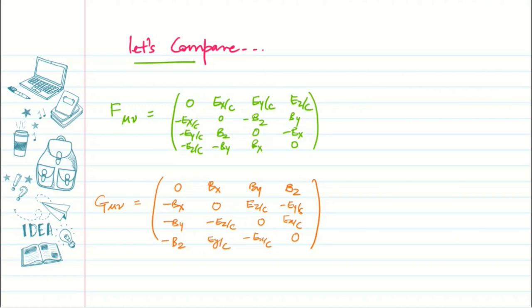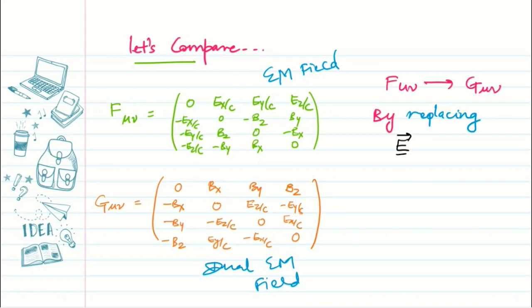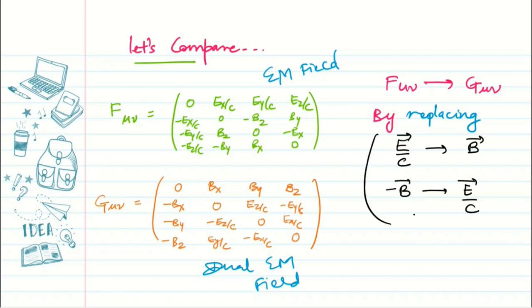So let's compare F mu nu and G mu nu. This is the EM field tensor and this is the dual EM field tensor. We can get G mu nu from F mu nu by just substituting E by c with B and minus B with E by c. So you have to replace E by c with B and minus B with E by c, and you will get the dual EM field tensor from F mu nu.